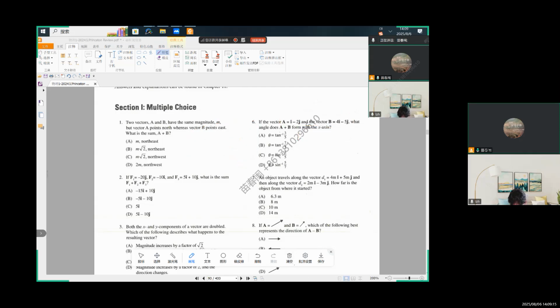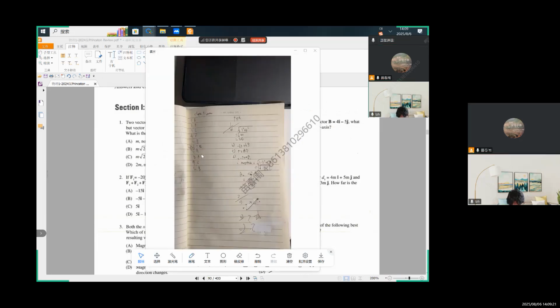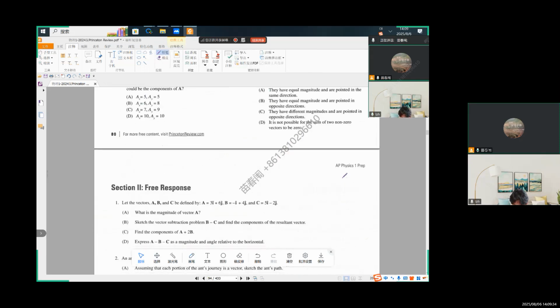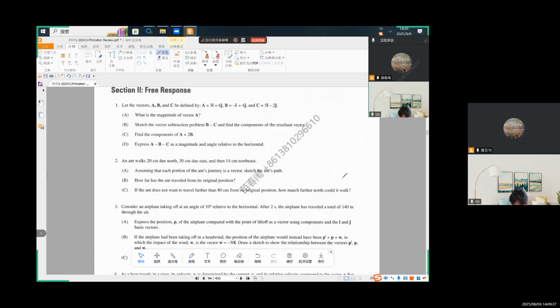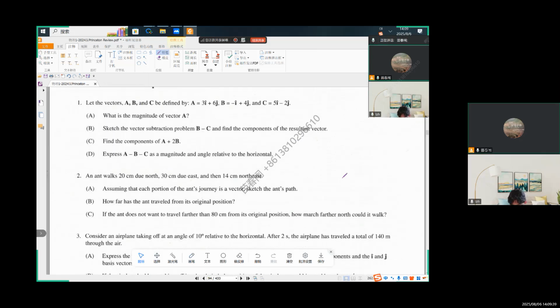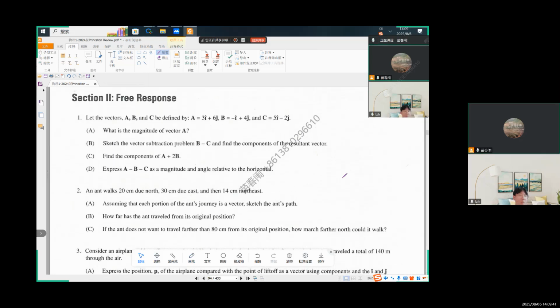Next one, let's see. That's 6. Question 1, you don't have a problem, right? And question 2, B and C, you have a problem, right? Let's see question 2. Is this the one? Question 1 is, can you draw the picture?